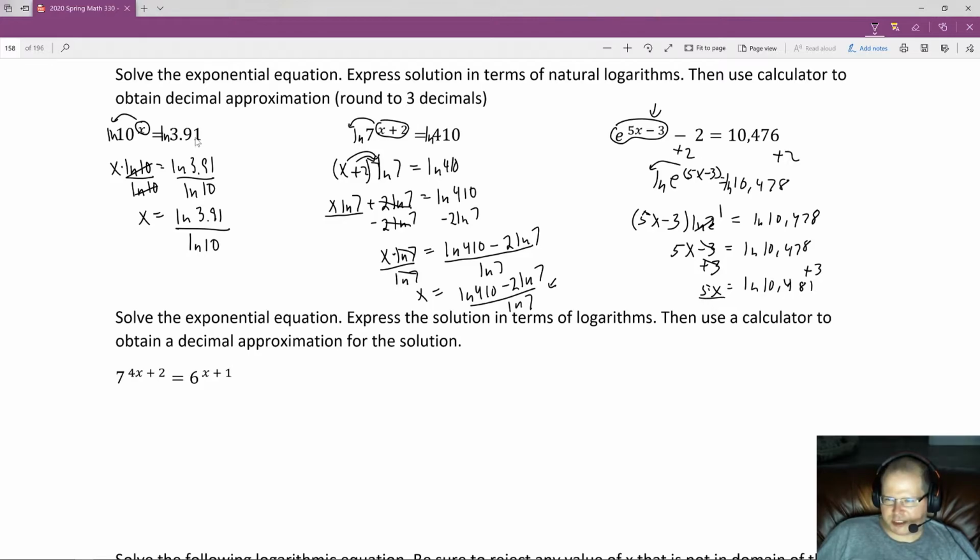And then we undo the multiplication of x by dividing by 5. And whatever we do to one side, we do to the other. The 5's cancel out, leaving you x is equal to the natural log of 10,481 all over 5.